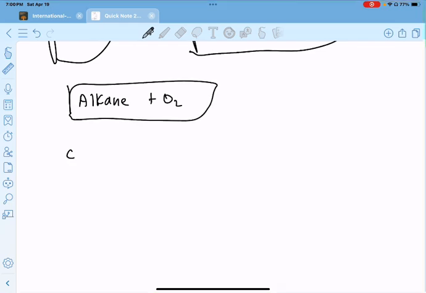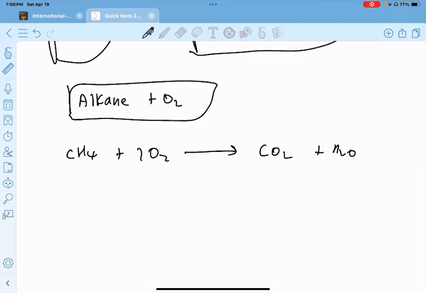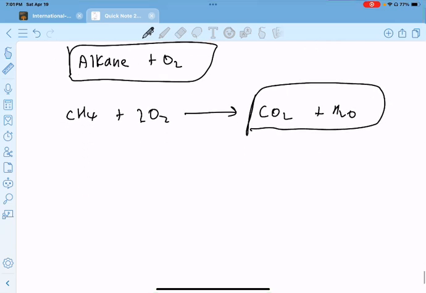Let's take an example. Let's look at just methane, okay? When you add oxygen to methane, you're burning it. You always form CO2 plus H2O. To balance this, you just add the two here, okay? So alkanes are completely combusted to form CO2 plus H2O. However, they can be incompletely combusted, okay? This is complete combustion. Incomplete combustion is where they don't receive as much O2 as they need to.